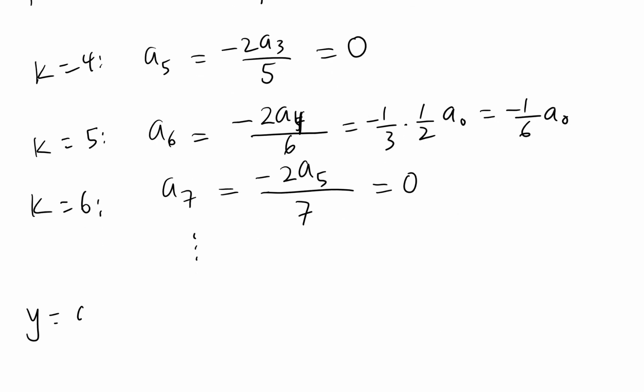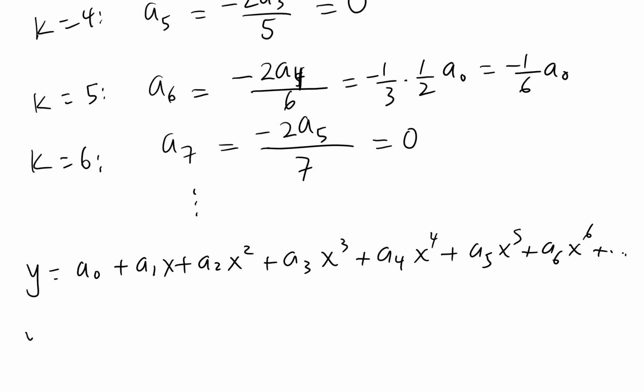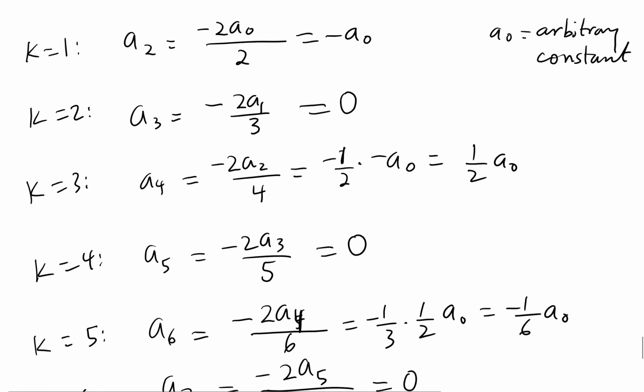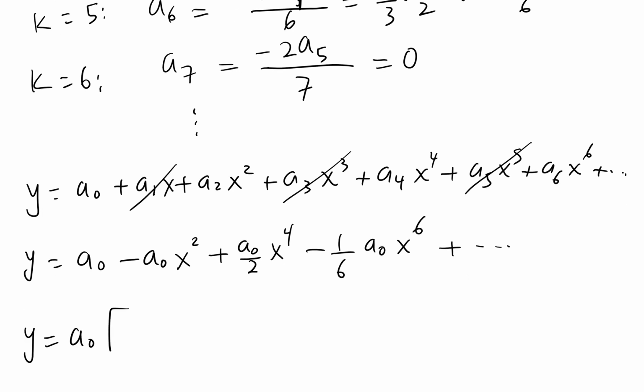So then y equals A0 plus A1x plus A2x squared plus A3x cubed plus A4x to the 4th plus A5x to the 5th, A6x to the 6th. Notice something, all these odd ones are gone. So A0 stays. A2, what is A2? It's negative A0, so negative A0x squared. A4 that we found earlier is A0 over 2 x to the 4th. Then A6 is negative 1/6 A0 x to the 6th, plus we can take A0 out. That will leave 1 minus x squared plus x to the 4th over 2 minus x to the 6th over 6 plus etc.